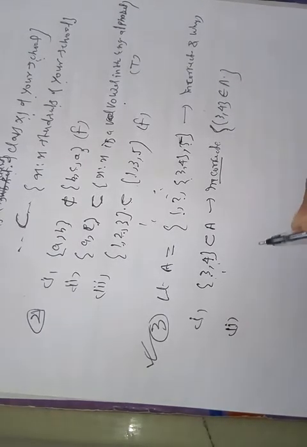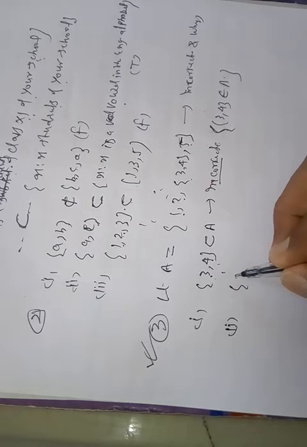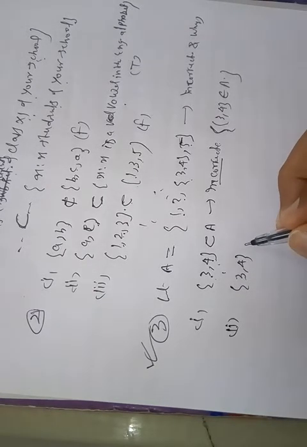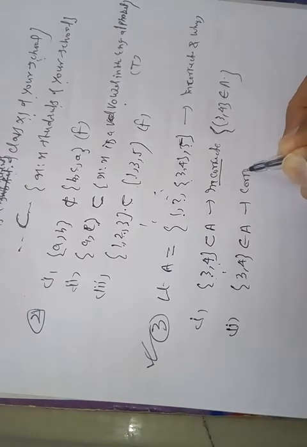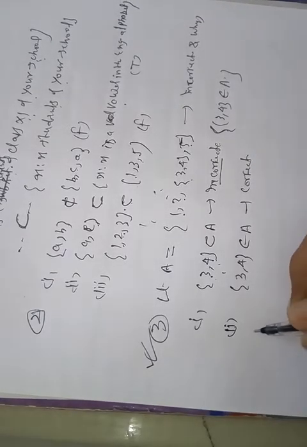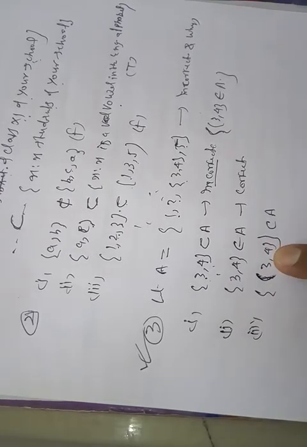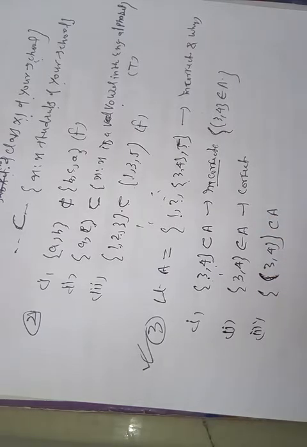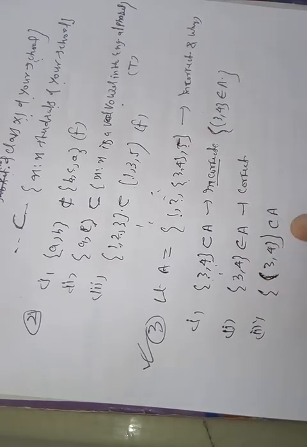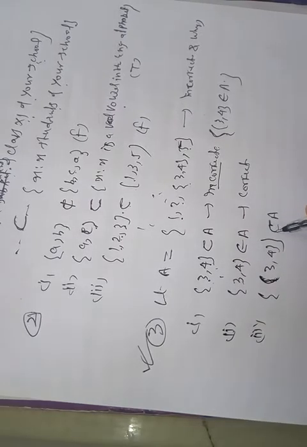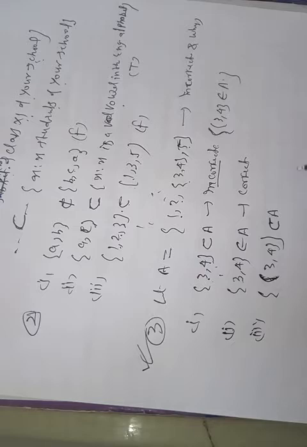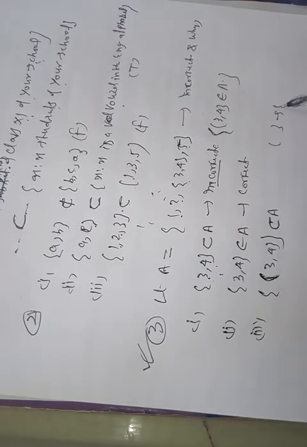And second part, {3, 4} belongs to A. This is right, correct. Okay. And third, {3, 4} in brackets is a subset of A, right? This is right. The middle brackets show only the element, and with the outer brackets it changes to a set. A set of elements is called a subset of A. That's right. This is only a set.